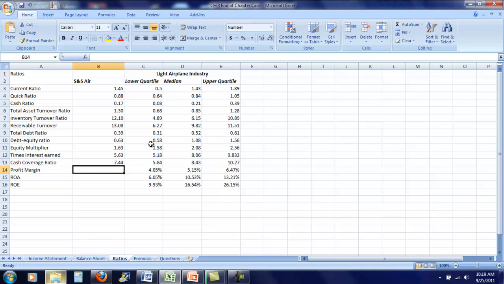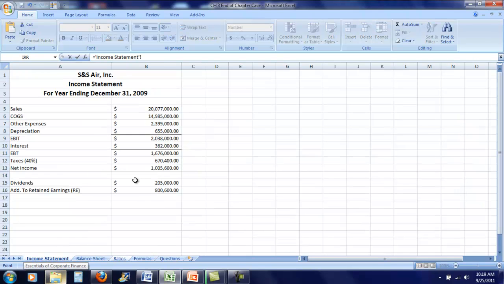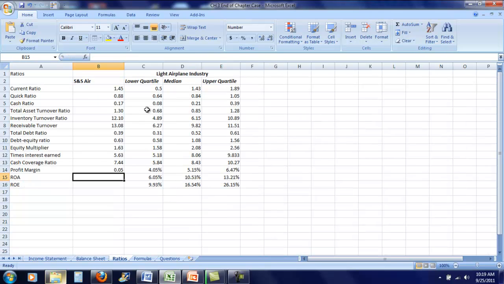Now, when we're talking about profit margin ratios, these measure how profitable our company is, and these are probably the most common ratios that you'll see. So our profit margin ratio is our net income divided by sales. Net income divided by sales. And I'm going to format this cell into a percentage here.